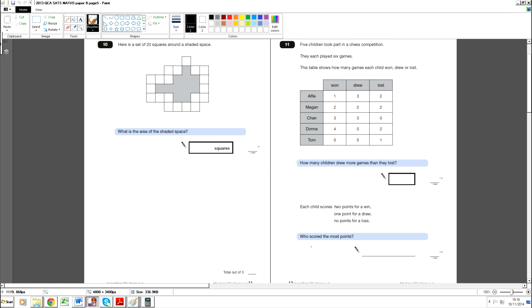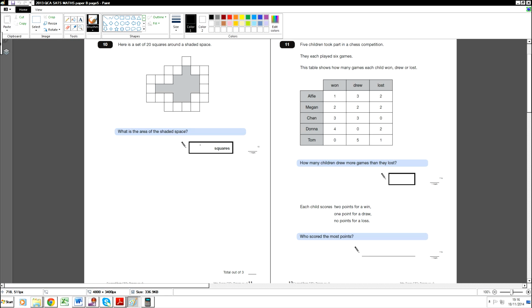Okay, here we go. Here is a set of 20 squares around a shaded space. What is the area of the shaded space? Now, because we're counting them in squares, what do you get for that one? You get 11. 11 squares. Nice, lovely answer. Here we go: 1, 2, 3, 4, 5, 6, 7, 8, 9, 10, 11 squares. Okay, done. Lovely.